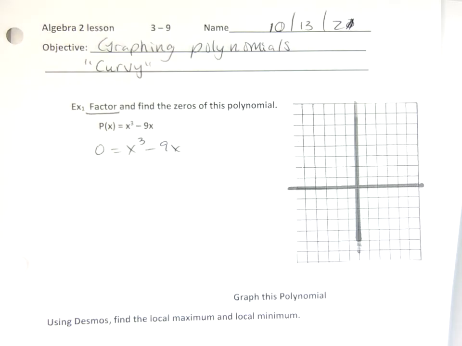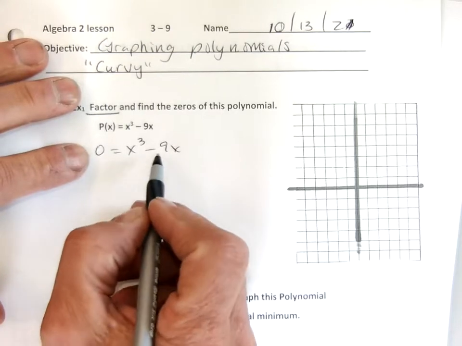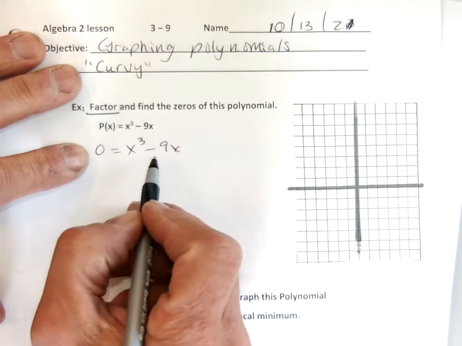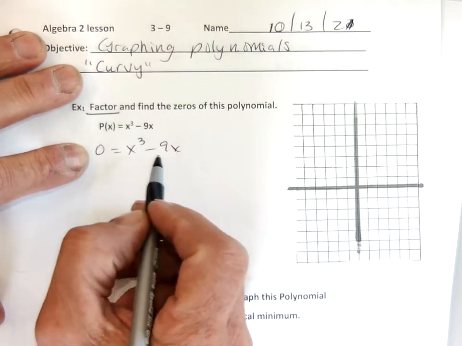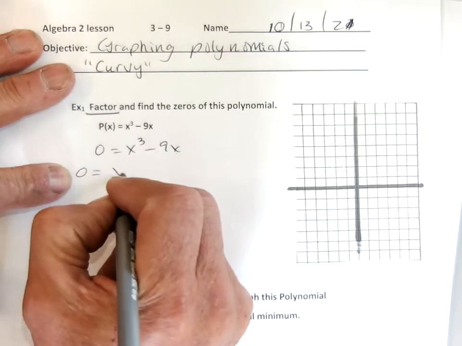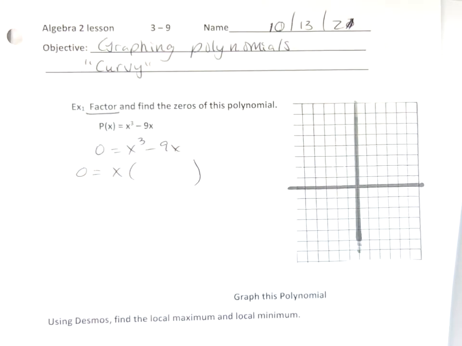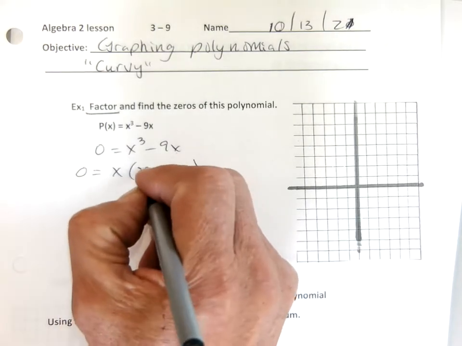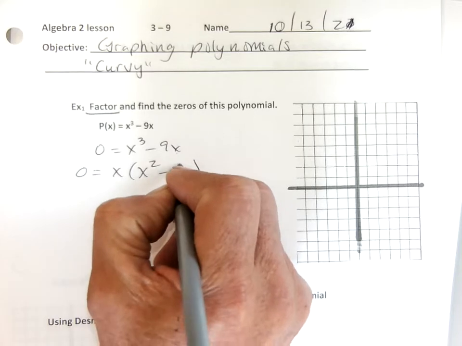Okay? So what I'm going to do first, if it says factor, what I notice is that they both have a common x, don't they? So I'm going to common factor out an x. Hopefully you guys notice that too. I like to common factor because it makes the problem easier. That leaves me with an x squared minus 9.